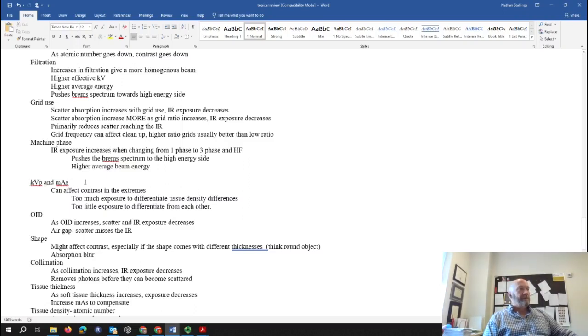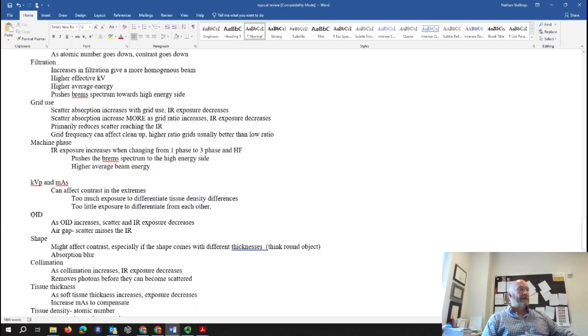So kVp and mass can affect contrast in the extremes, but again, these are extreme exposure changes that you shouldn't be making these mistakes at this point in your education. Hands at 110 kVp, your feet at 300 mass or something like that. If you flood your image receptor with too much information and your image receptor can't really make any sense of it, then you're going to get, again, a histogram analysis error or histogram analysis failure, and it could affect your contrast. So way too much exposure to differentiate between different tissue types, or way too little exposure to differentiate.